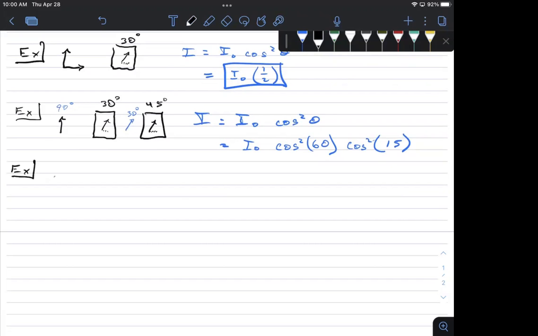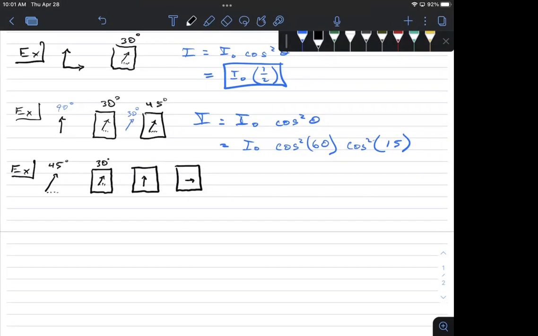Let's say we have light currently polarized like this, and let's say this is 45 degrees. And that light is going to be passed through these 3 filters. Let's say I have 30 degrees, vertical, and then horizontal. So there's my new system. And same question, what intensity of light will make it through this system?